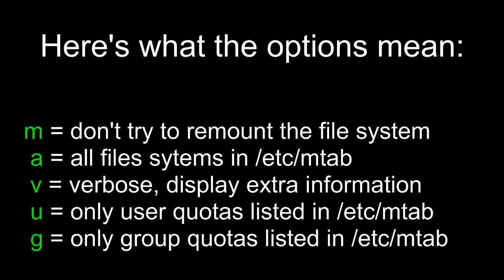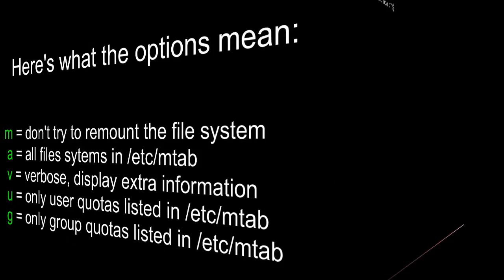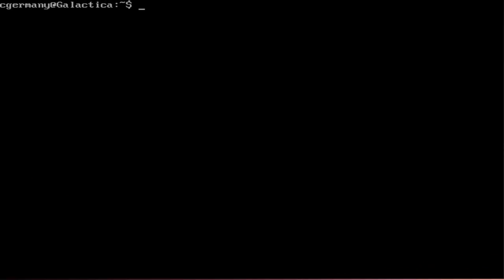The lowercase a means all file systems that the system has mounted in the etc mtab file. When you type the mount command, that's what you get with etc mtab. V would be verbose, in other words, display extra information. Otherwise, it would typically run in the background and hide that information. U is only user quotas listed in the etc mtab file, and G is only group quotas listed in the etc mtab file.